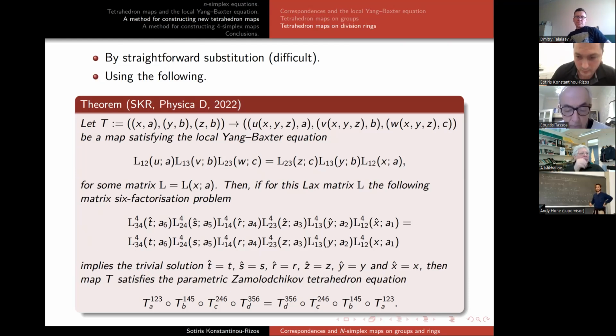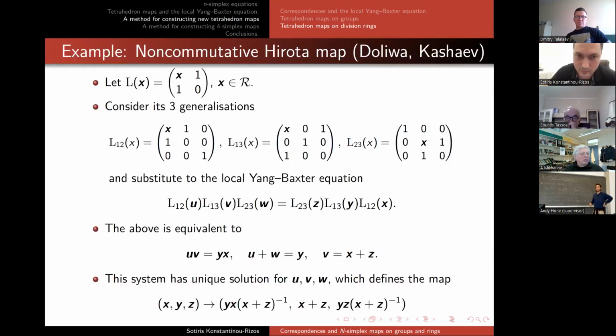So first of all, why does this statement also work for correspondences? It is not only convenient to work with this condition, because you don't need to use the map at all. You just use the matrices that generate it, and I'll show you in the next example.